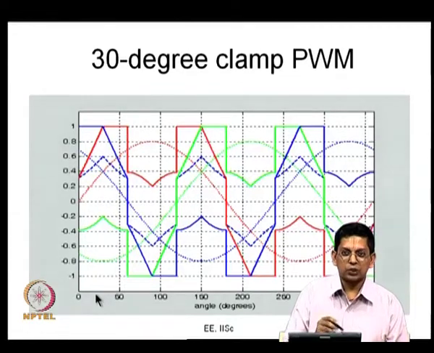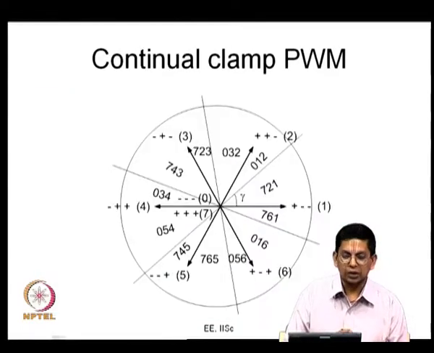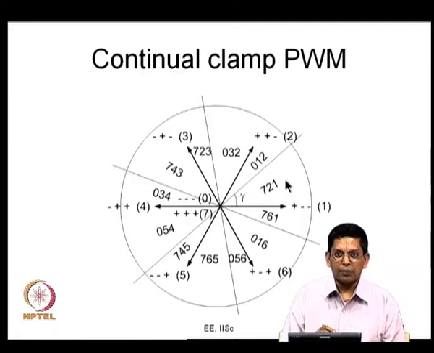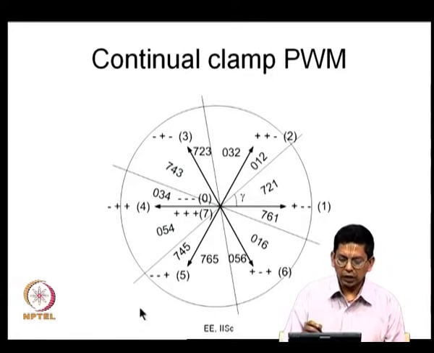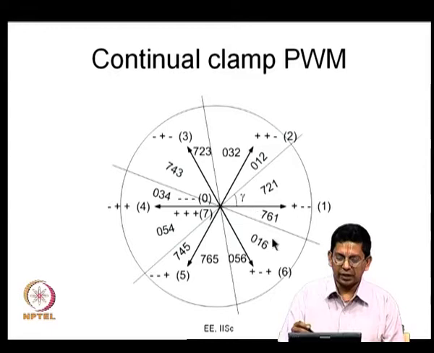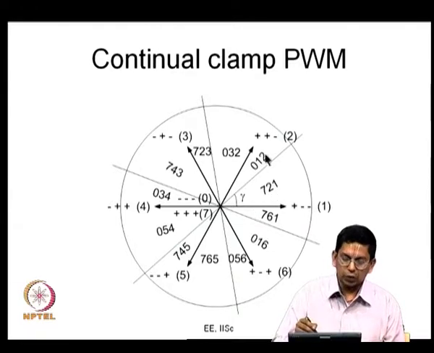You will also have a situation where they switch at double the carrier frequency. So this is again continual clamp. Continual clamp is a generalization of 60-degree clamp. So you have 7 to 1, you have 0 1 2.